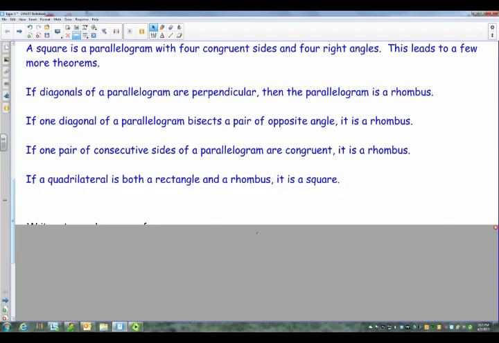If one pair of consecutive sides of a parallelogram are congruent, it is a rhombus. Now I want to explain this one. Here's a parallelogram. Consecutive sides mean the two sides next to each other. So they're saying those two are congruent. Now, they've already told you this is a parallelogram, so opposite sides are congruent, so these two are congruent. That means that these two are congruent because they're opposite sides as well. Now all four are, that is the definition of a rhombus, so that's what it means there.